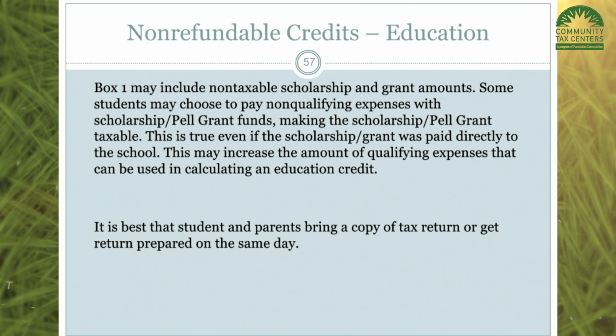So on this 1098-T that we're going to look at, Box 1 may include non-taxable scholarship and grant income. Some students may choose to pay non-qualifying expenses with scholarship Pell Grant funds, making the scholarship Pell Grant taxable. This is true even if the scholarship or grant was paid directly to the school. This may increase the amount of qualifying expenses that can be used in calculating the education credit.